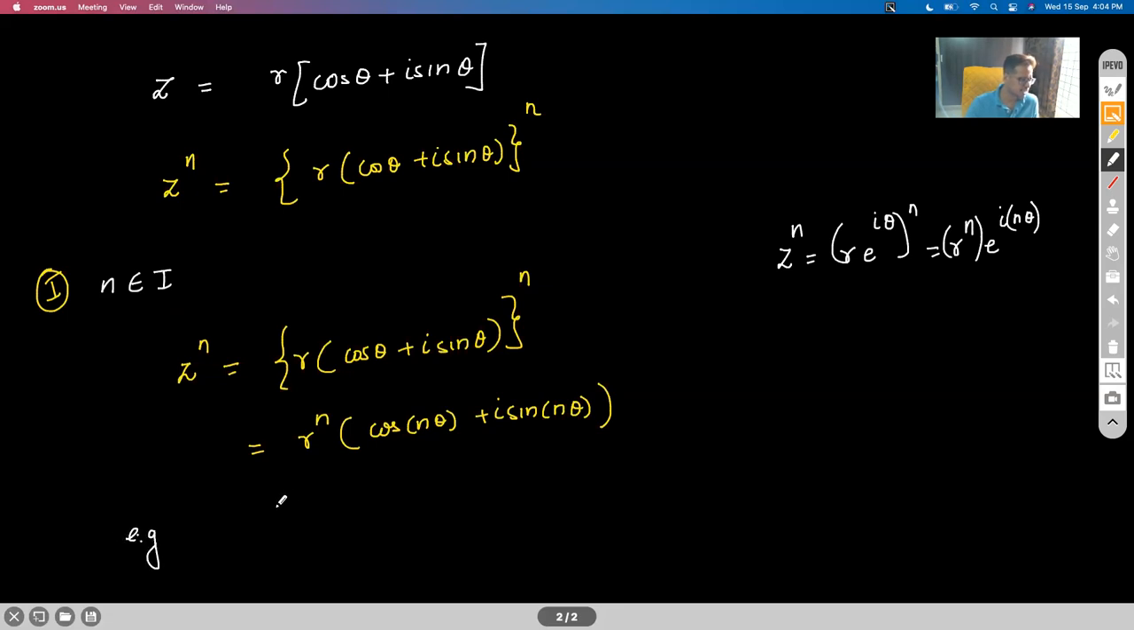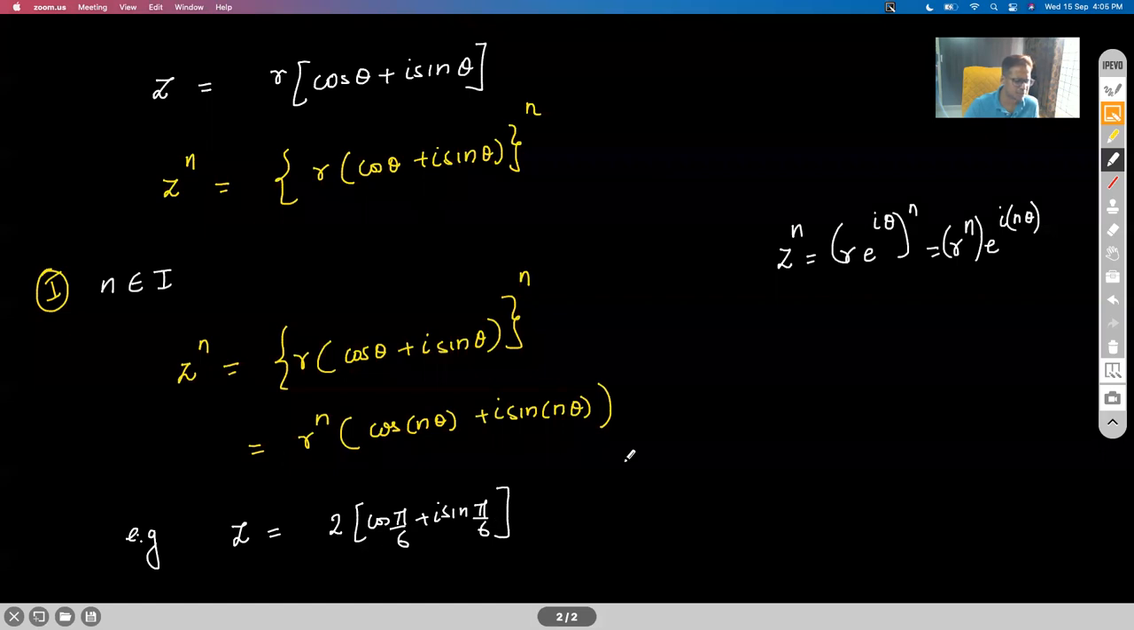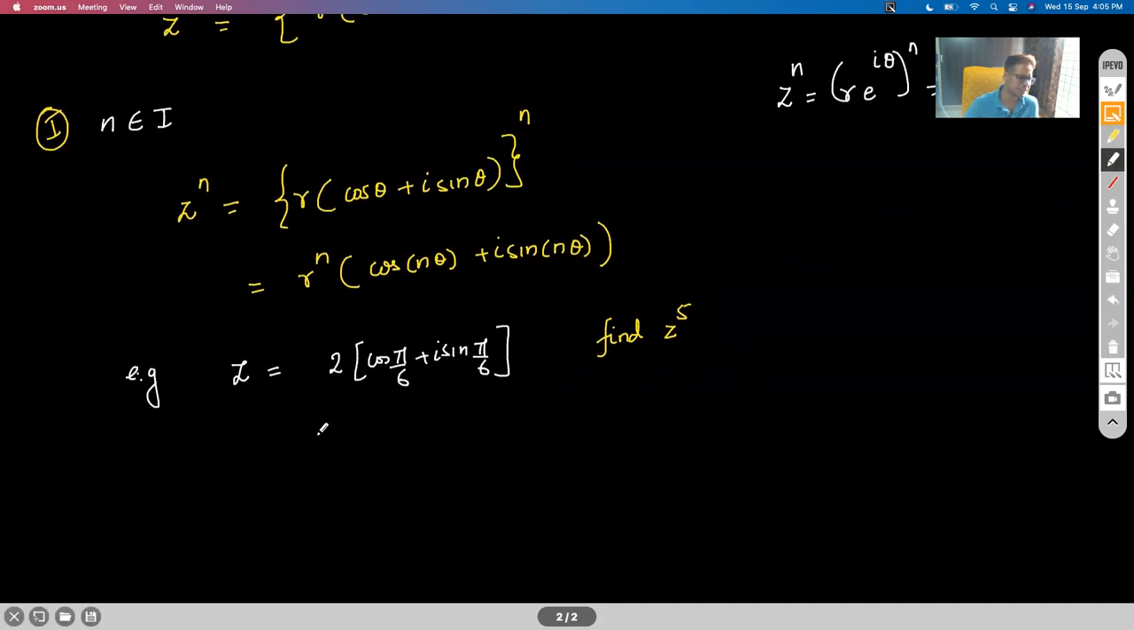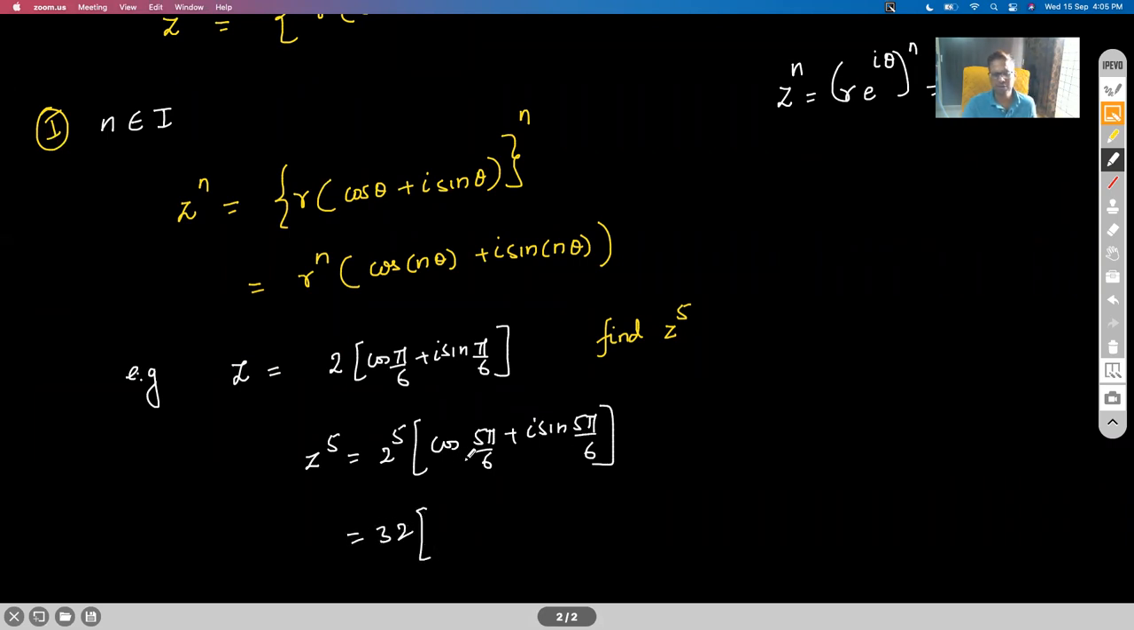A simple example I can cite here. Let's say I have a complex number, 2 cis pi by 6, and somebody says, I want to raise this complex number to the power of 5. So what should be the result? Simple, as per de Moivre's theorem, you don't have to sit and multiply it 5 times or apply any kind of binomial expansion. De Moivre's theorem basically makes your life pretty easy. So z to the power 5 will be 2 to the power 5 into cos 5 pi by 6 plus i sine 5 pi by 6. Of course, you can further simplify it, and if you want to convert it to point form, you can always do that. But I'm not interested in simplifying it to point form. I just wanted to demonstrate how this works.